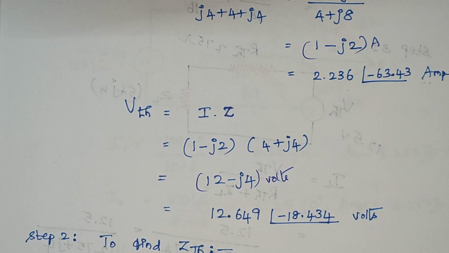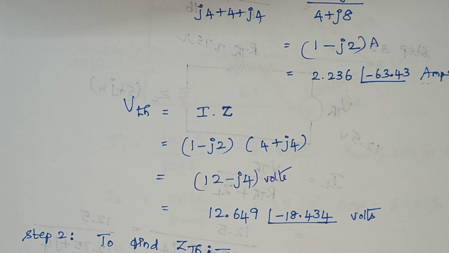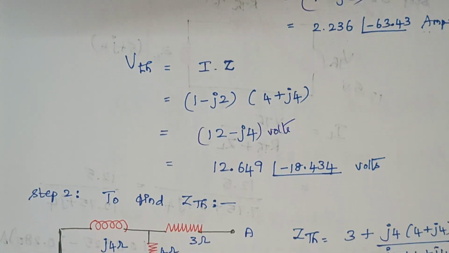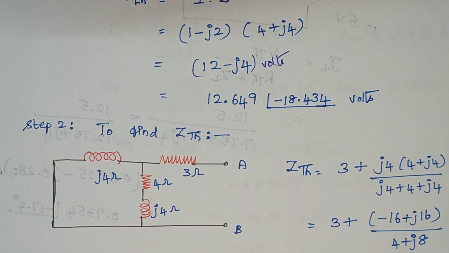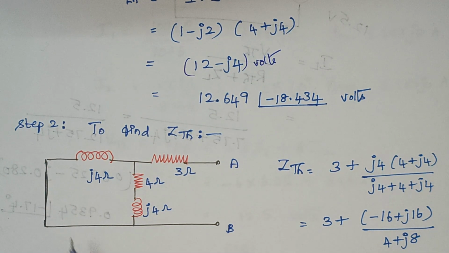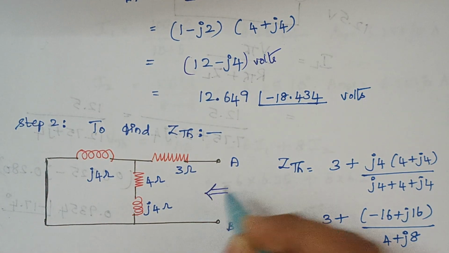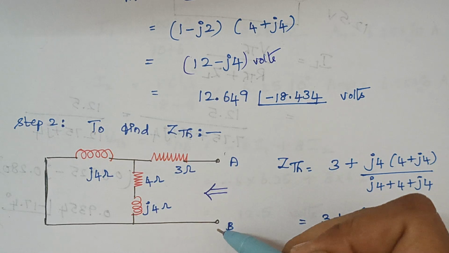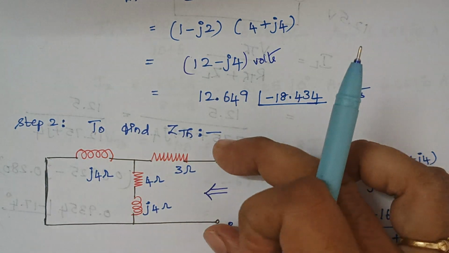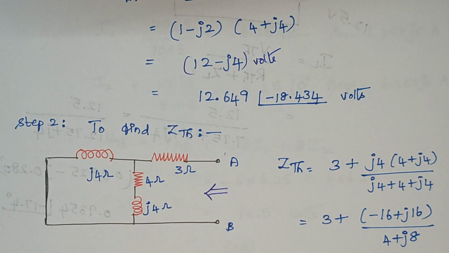Then the next step is we need to calculate the Z Thevenin, right? To calculate the Z Thevenin, the first thing is we should remove the voltage source. So here the voltage source is removed. The remaining things remain as such. Z Thevenin should always be calculated from the terminals which are given, so from AB we need to calculate the Z Thevenin.